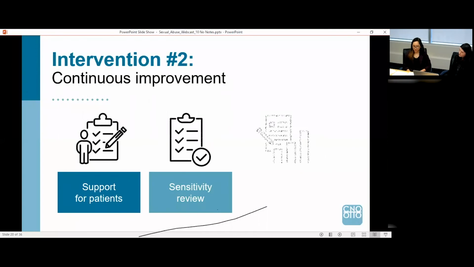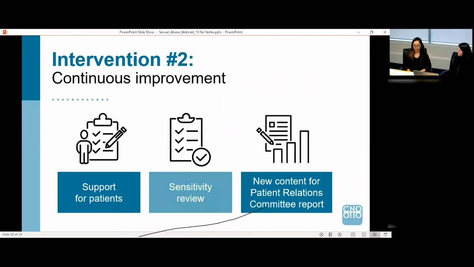With our second intervention, we're supporting continuous improvement here at CNO. We continue to seek ways to support patients, and we have made changes based on the evidence to policies and procedures in professional conduct. A sexual abuse expert is conducting a sensitivity review for all public-facing sexual abuse information, for example, to ensure that our language would not cause distress to a victim. Lastly, we are developing new content that will be reported on annually related to sexual abuse.